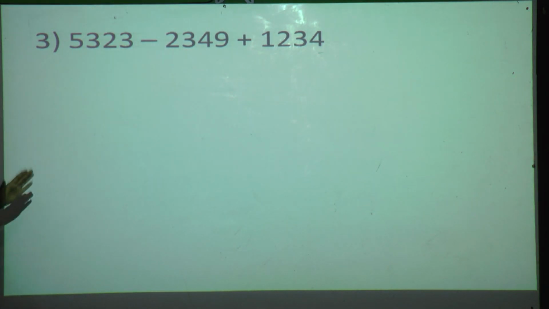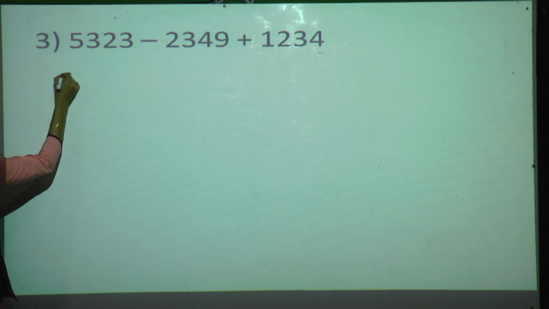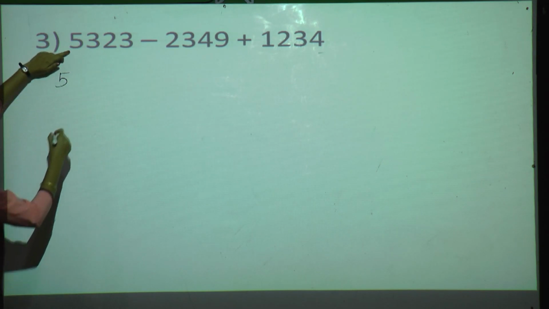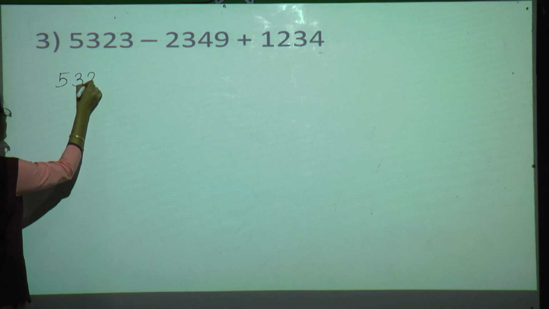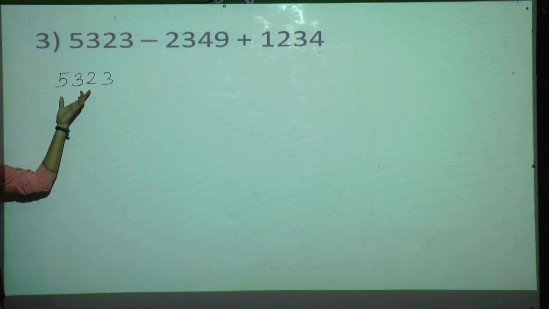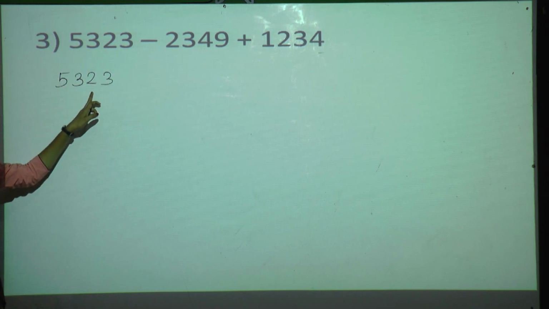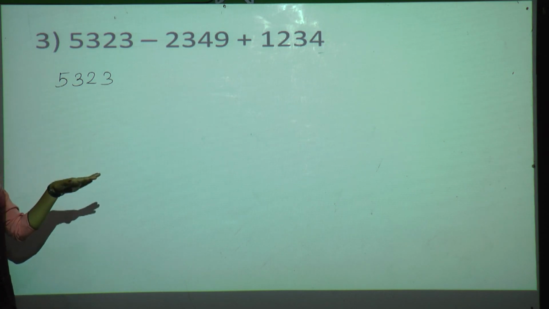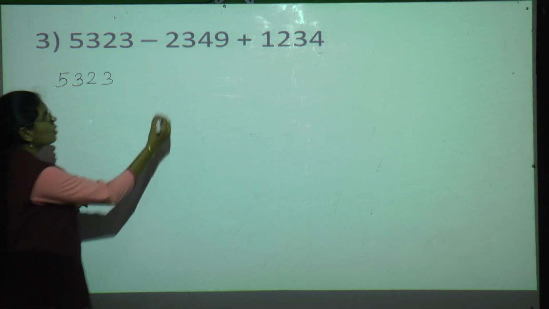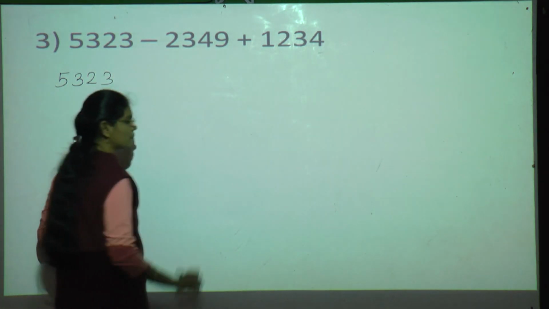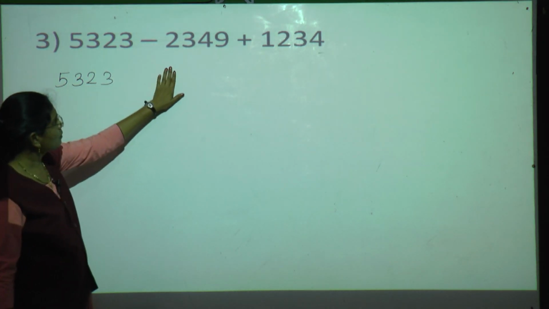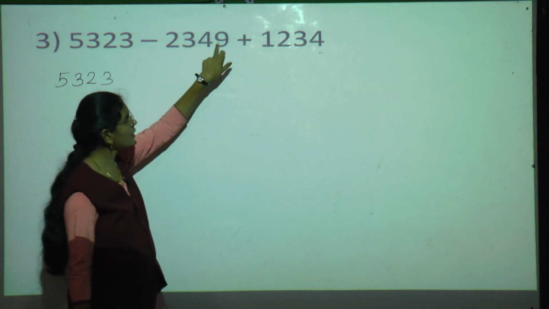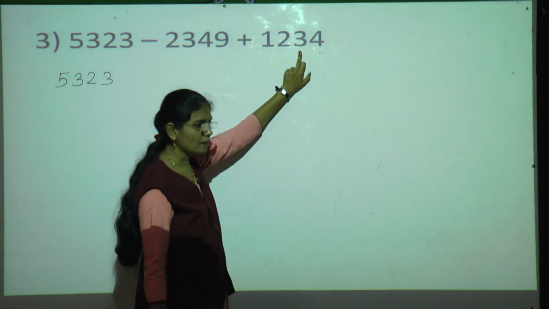First we have to write the first number compulsorily. What is the first number? 5323. This is our first number, and we have to take it as it is. Then what is the next step? Yes, now we have to see these two remaining numbers, 2349 and 1234.